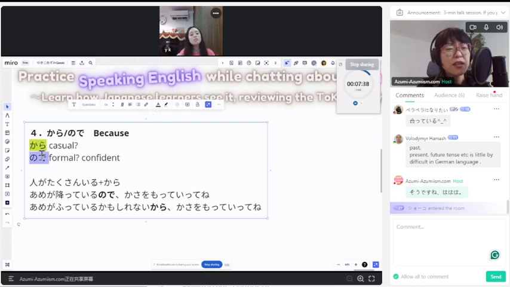If I use casual, if I use kara, it's not suitable. I think, if there are some Japanese speakers, please share your opinion. But towards your boss, you do want to use node.